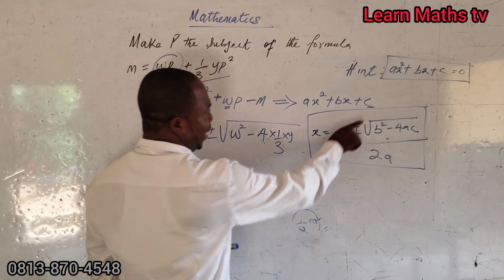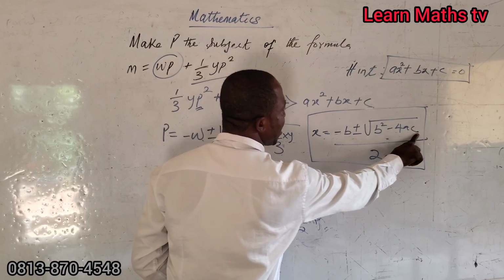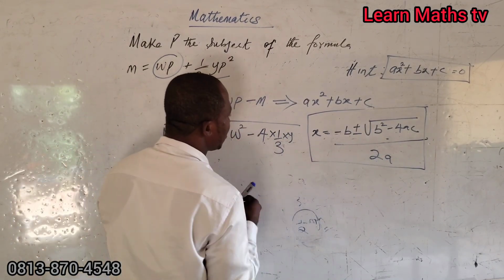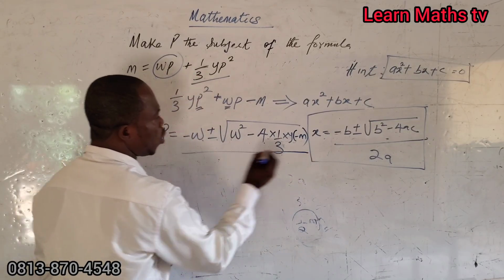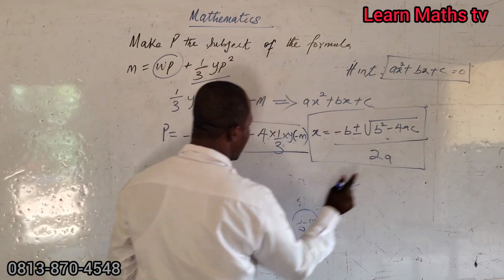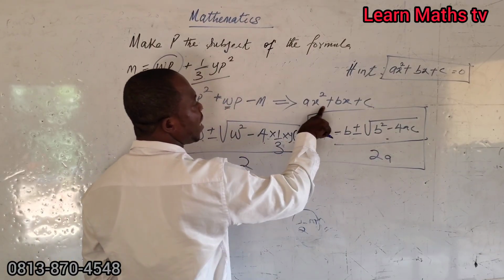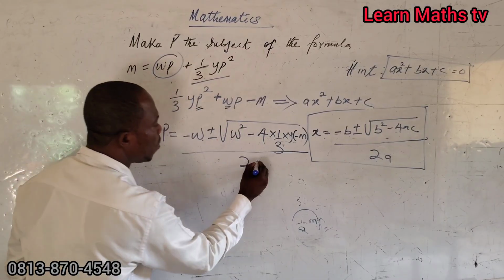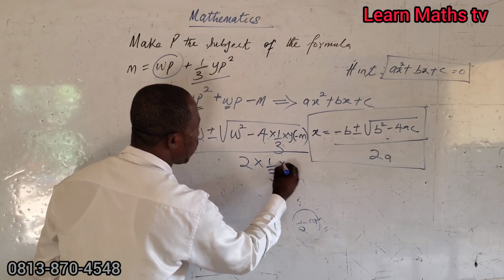Now, the last letter here is c, and of course here is c. So coming here is minus M, and of course we're going to put it here to be minus M. All over, because we have all over here, so we have 2a, we're going to put our 2, but not a here, because a is the coefficient of x squared, and of course our coefficient of P squared is 1 over 3y. So we're going to substitute, it's going to be 1 over 3y.